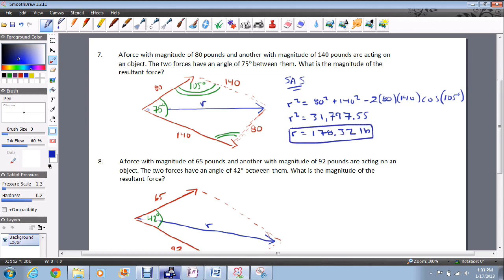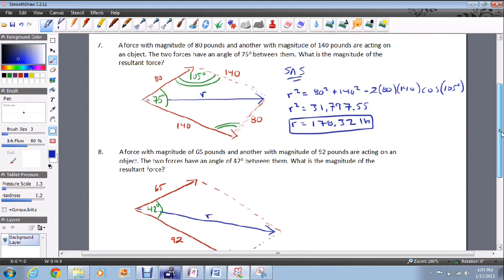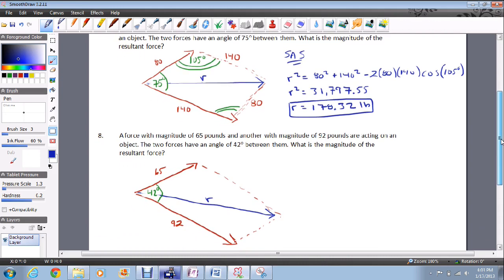So pause, see if you can do number 8. I've already got the diagram drawn for you, so you can do number 8 the exact same way. Okay, so let's see how you did.